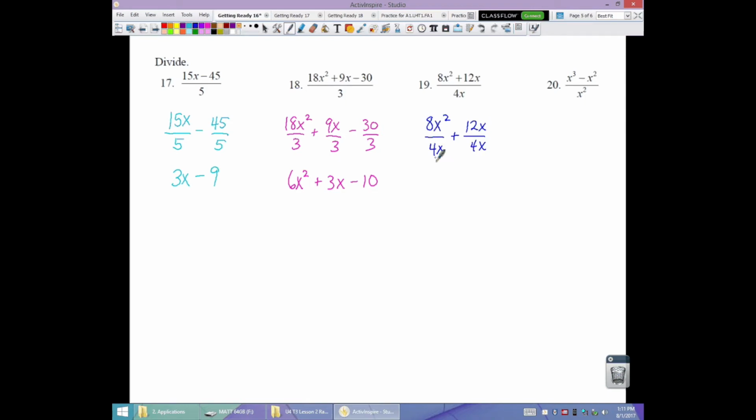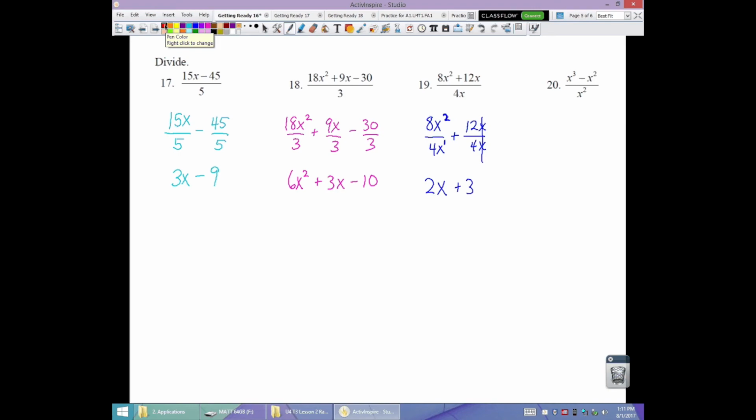Reducing here, 8 over 4 is 2. And then x squared over x, we're talking about going all the way back to first marking period when we were learning the laws of exponents. When you were dividing powers with the same base, you subtract the exponents. So here we have an exponent of 2. This is really a 1. 2 minus 1 is 1, so x to the first. 12 over 4 is positive 3. The x's cancel. So 2x plus 3.